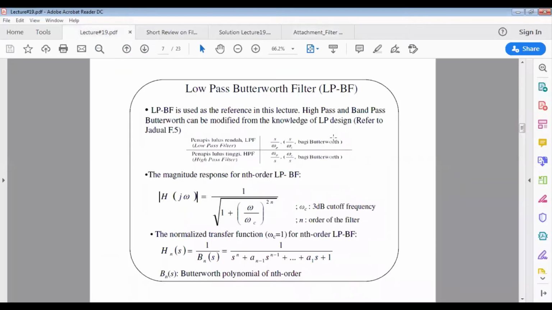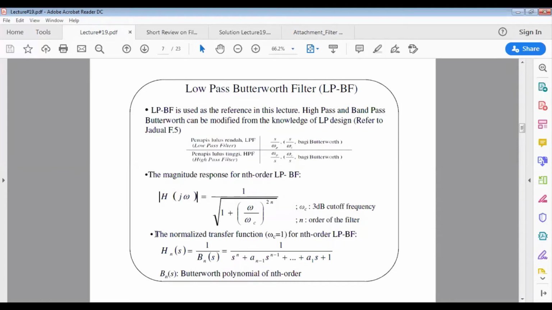Okay, so let's have a look at this particular lecture 19. I did mention to you just now that we are going to use the low pass Butterworth filter as the reference in this lecture. So let's proceed with the low pass Butterworth filter.